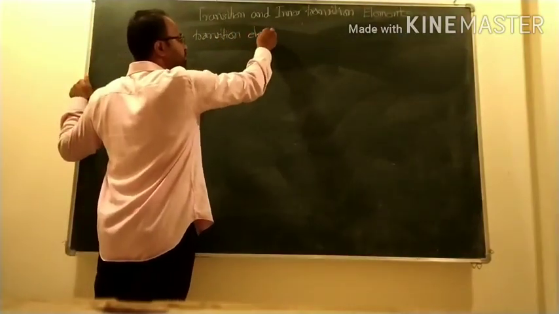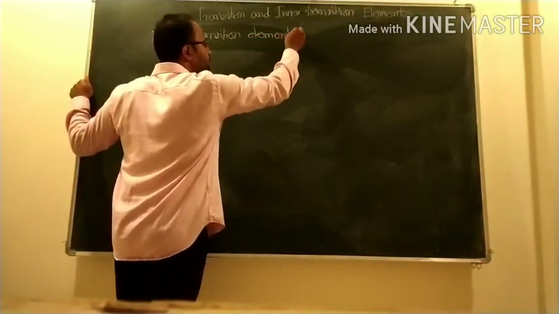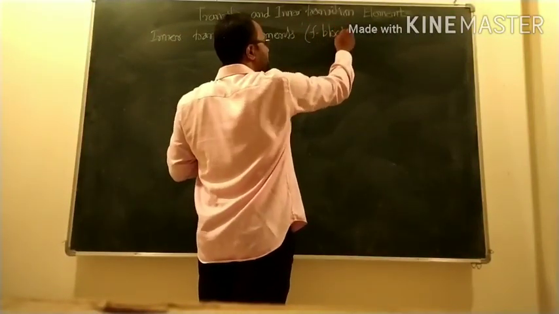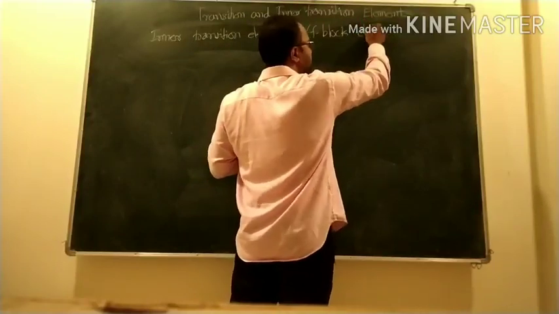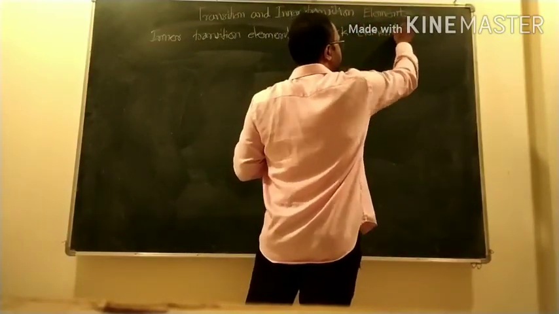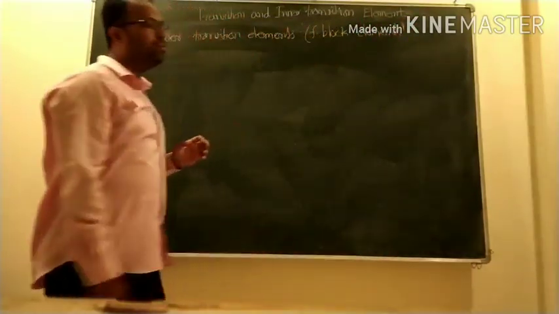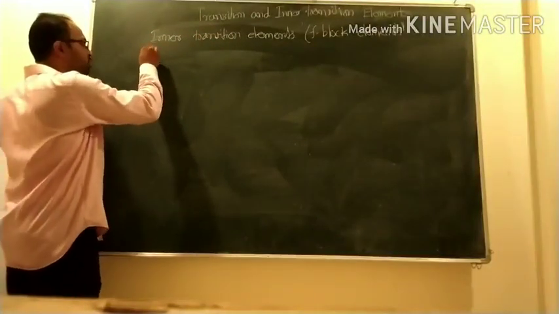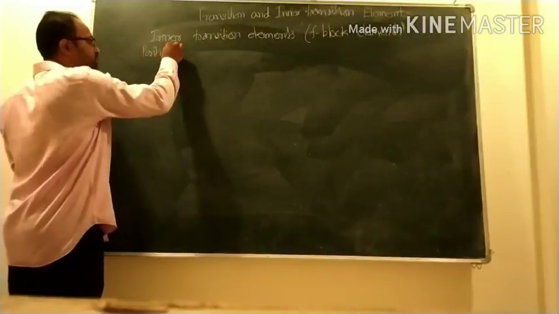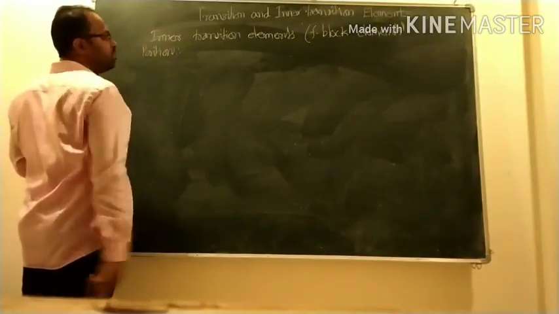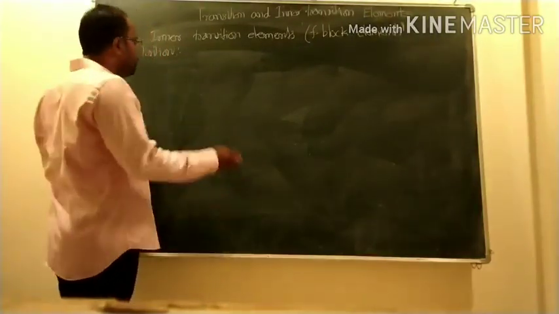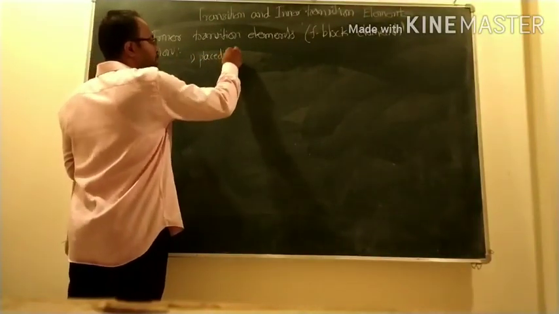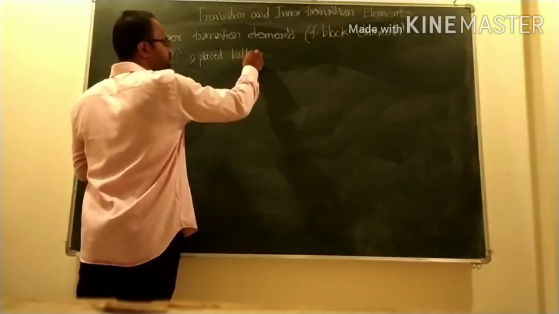Inner transition elements, which are also known as F block elements. First we see their position. The position of F block elements: they are placed at the bottom of the periodic table.